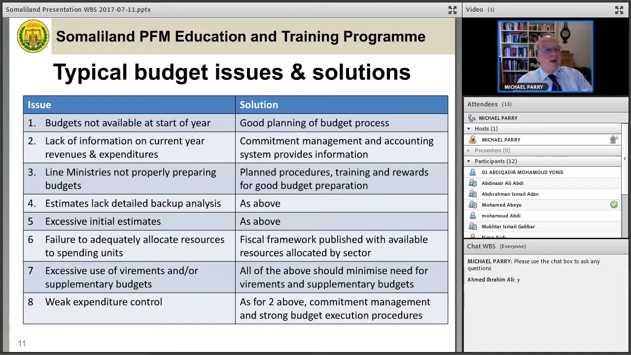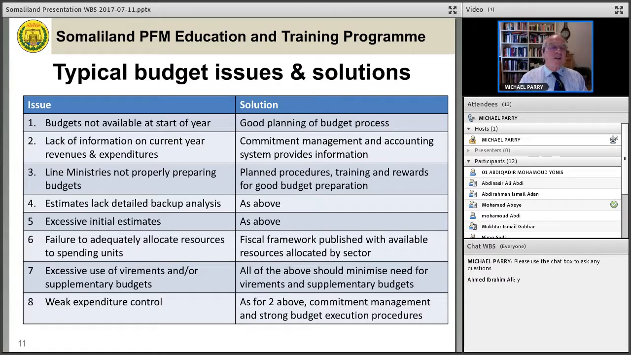An example of that would be estimates that lack detailed backup and analysis, or excessive initial estimates, where line ministries just produce very large requirements without any detail of why they want them. These all are a matter of procedures, training, and ensuring that those who do it properly are in fact rewarded in terms of their budget allocation.